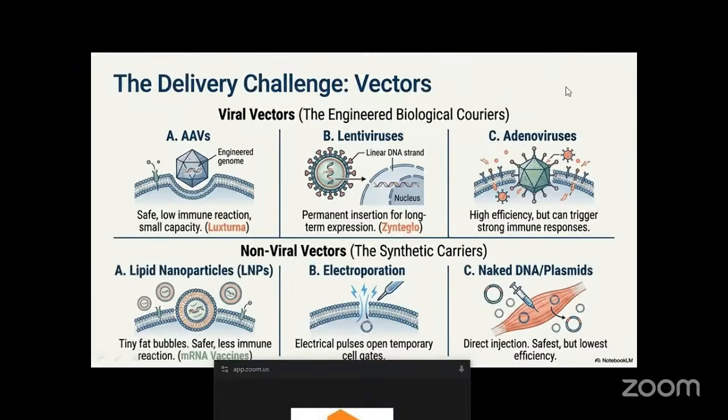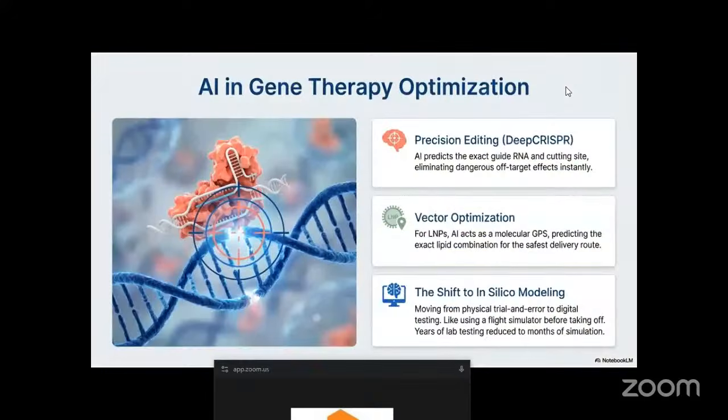So these are the various modes of inserting genes. But the main challenge is whether you are inserting the correct gene, and whether you are inserting it in the correct manner. Well, when AI was introduced to gene therapy optimization, it turned it into precision editing with the help of DeepCRISPR. AI predicts the gene region responsible for a specific disease. It predicts the exact guide RNA and cutting site, and eliminates dangerous off-target effects instantaneously.